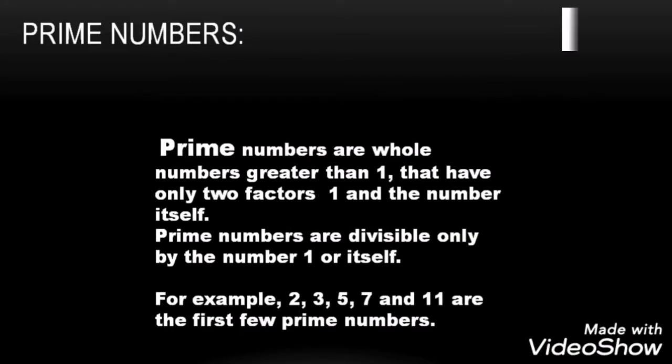So what are prime numbers? Prime numbers are whole numbers greater than 1. That means prime numbers start from 2 and have only two factors, 1 and the number itself. That means if 2 is a prime number, it will have only two factors. One factor is 1, another one is 2. Or you can say prime numbers are divisible only by 1 or itself. For example, 2, 3, 5, 7 and 11 are the first few prime numbers.